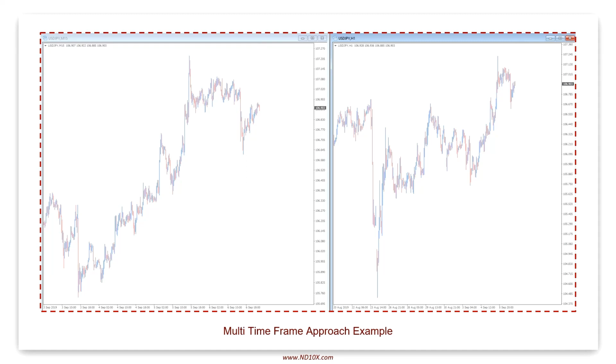Now, let's see how this will work in a real market. So we have on the left the dollar yen 15-minute chart, and on the right the dollar yen hourly chart. So what we can do here would be first to find out the trend. We are drawing the red line to represent that uptrend, and on the 15 minutes we also have that uptrend.